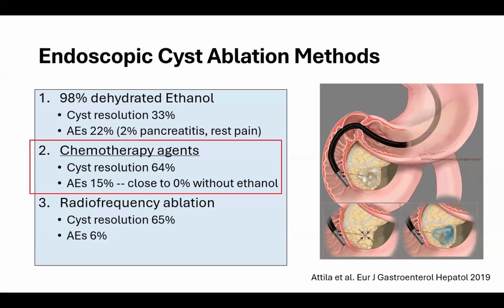Then the field started moving towards using chemotherapy agents and different types. And the cyst resolution with this was about 2/3 of the patients would get a cyst radiologically resolved. We don't know if histologically it is. And this was initially done in addition to ethanol. And when this was done, the adverse event rate was 15%. Now, when ethanol was removed from this mix and it was just left with a chemoablation, you would still get a similar cyst resolution, but with 0% adverse events.